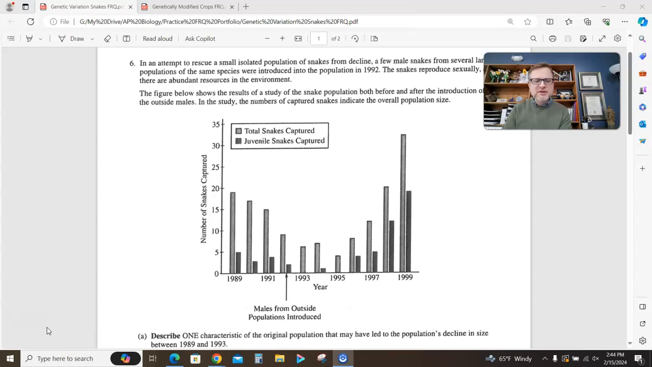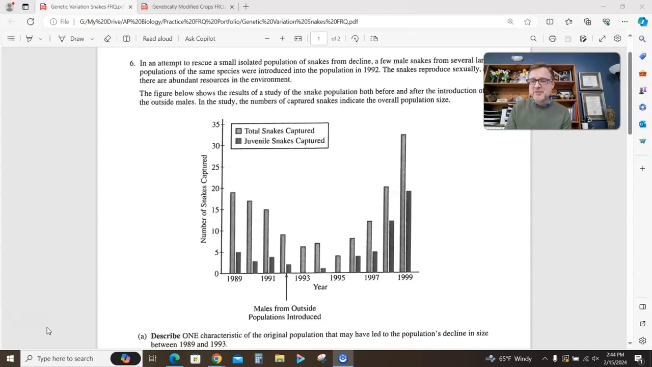And I'm given a bar graph here where I see numbers of snakes. The light gray bars show the total number of snakes that are captured, and the darker bars are the number of juvenile snakes. Juvenile snakes obviously are baby snakes, and when you have reduced or no baby snakes, the population is not reproducing, so it's an unhealthy population.